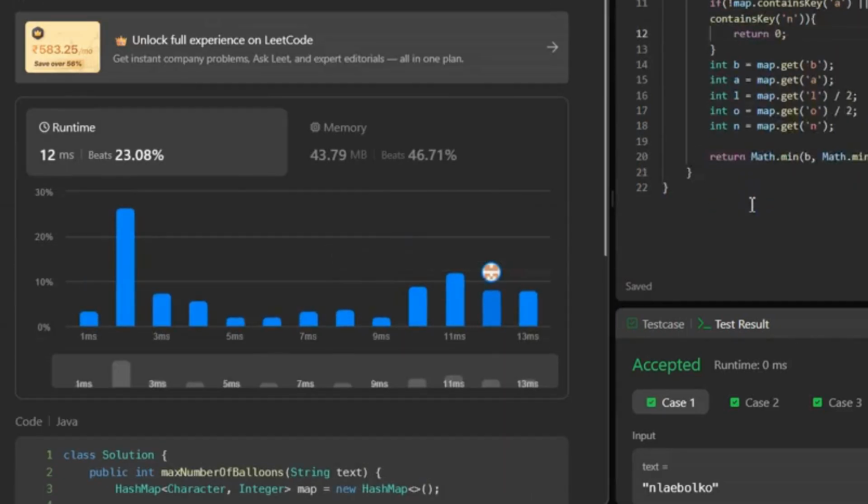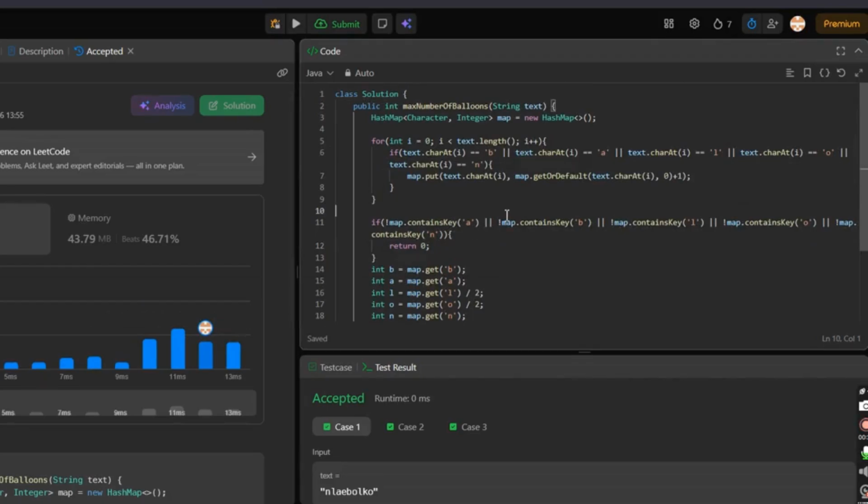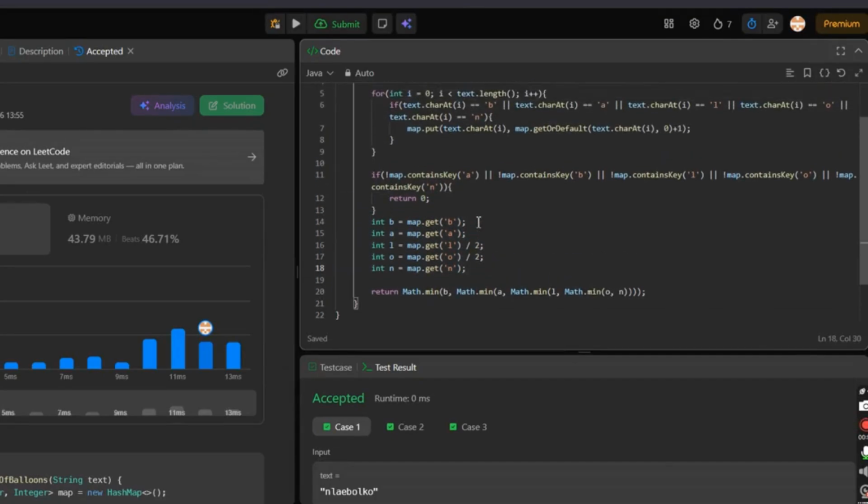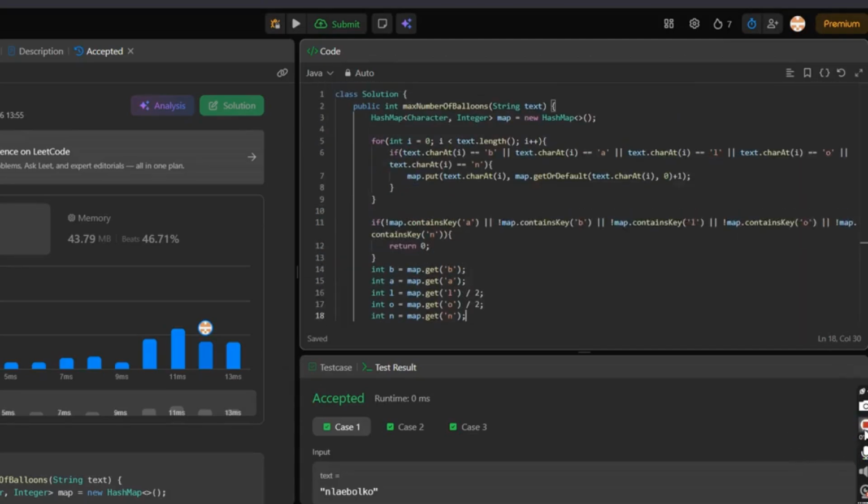Okay, done. Then it can also be solved using a frequency array. What we have to do is declare one frequency array, and then we put the frequency of each character of the text into it. Then we will retrieve it using the character position in the frequency array, and then we will return the minimum among them. Okay, thank you.